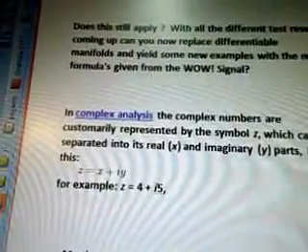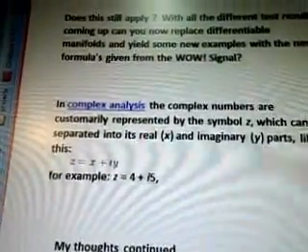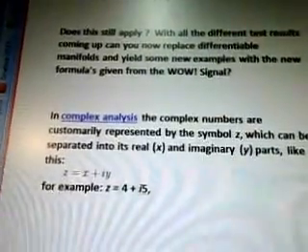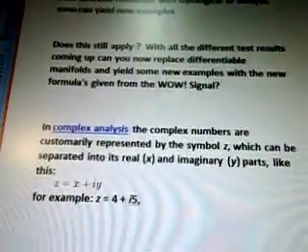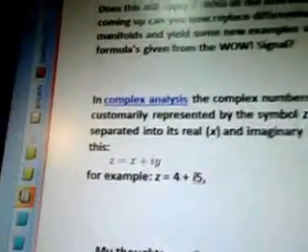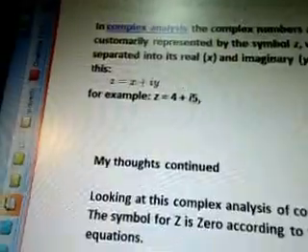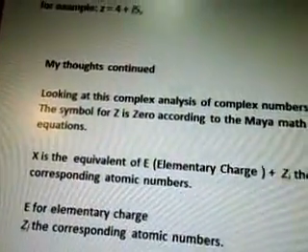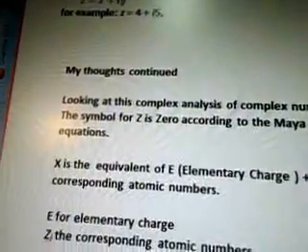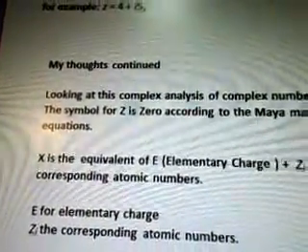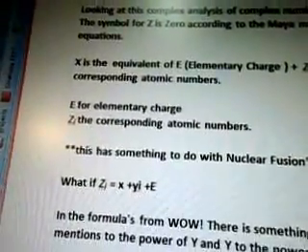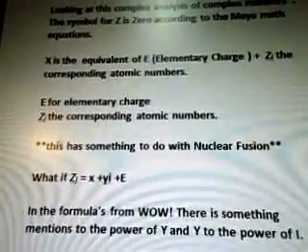In complex analysis, the complex numbers are customarily represented by the symbol Z, which can be separated by its real x and imaginary y parts, like this. Z equals x plus iy. For example, z equals 4 plus i5. My thoughts continued. Looking at this complex analysis of complex numbers, the symbol for z is 0 according to the Maya math equations. X is the equivalent of E, elementary charge, plus Zi, the corresponding atomic numbers. E for elementary charge, Zi, the corresponding atomic numbers.